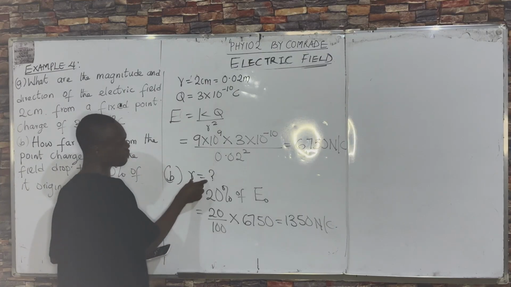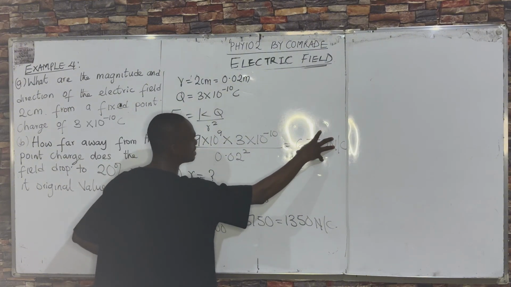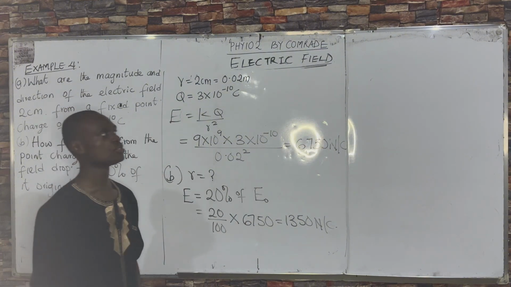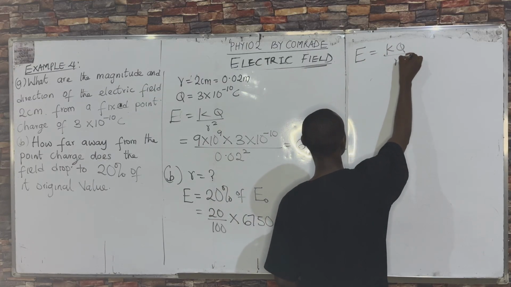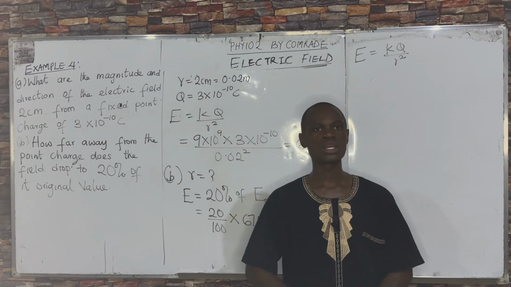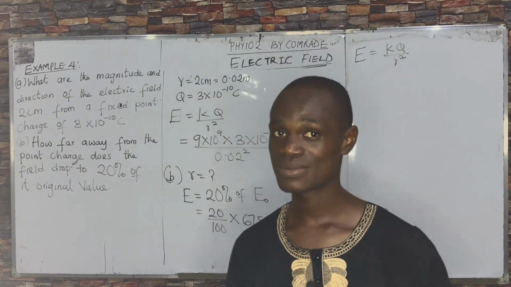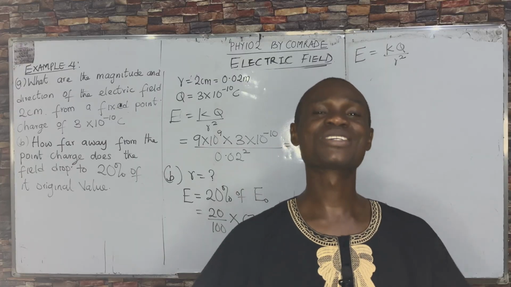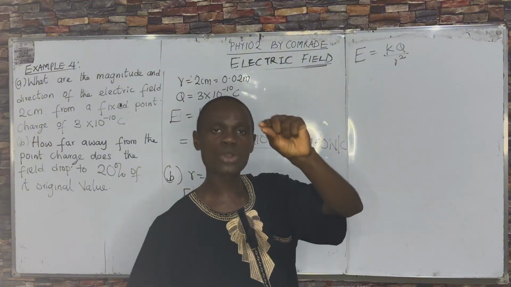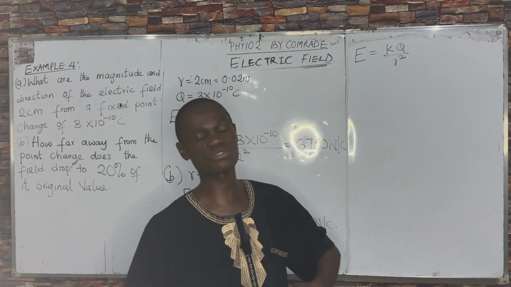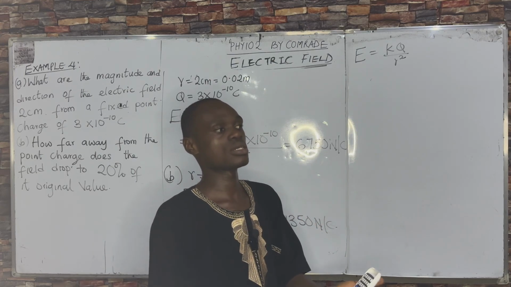Now they are not asking you how far, meaning when the field is this. Meaning when the field is 20% of this, what is R? That's the meaning. So how do we get it? You know that E becomes KQ over R squared, and I have always told you you can solve it like this, but I feel the most effective way to solve it is to make R the subject of formula, meaning make what you are looking for the subject of formula, so it becomes easier to press the calculator.